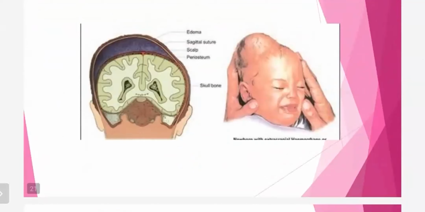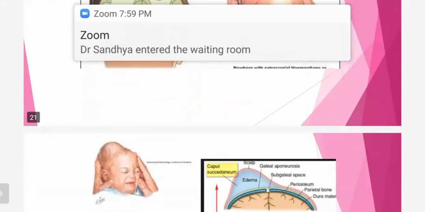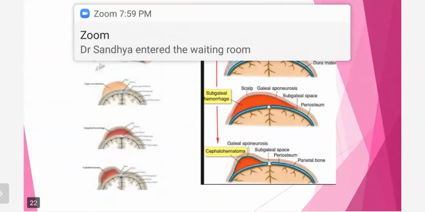So this is the caput. You can see the collection of fluid beneath the galea, and there is some enlargement of the skin of the child, which is termed as the caput succedaneum.